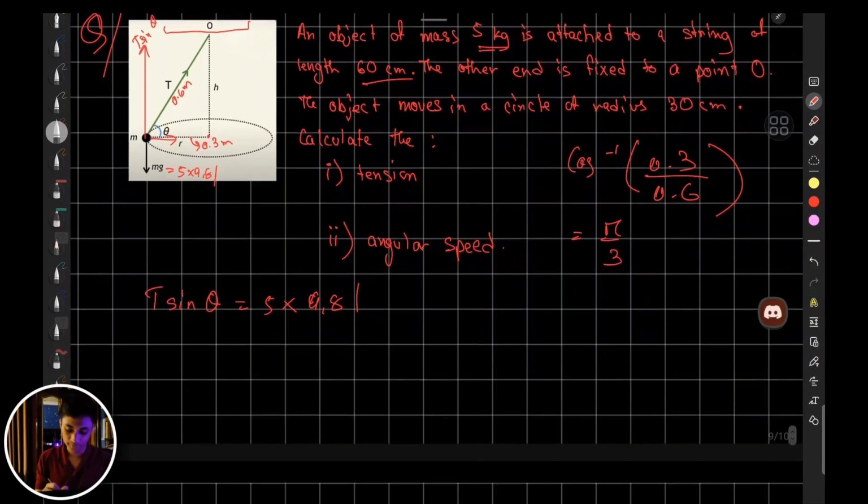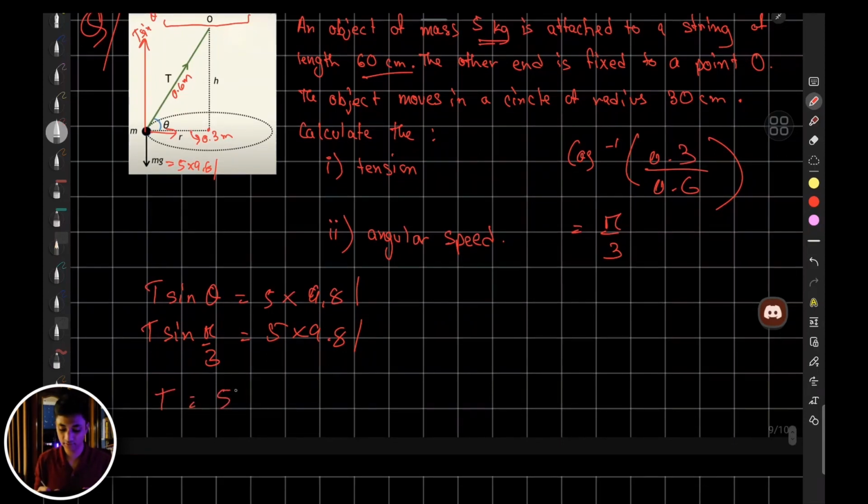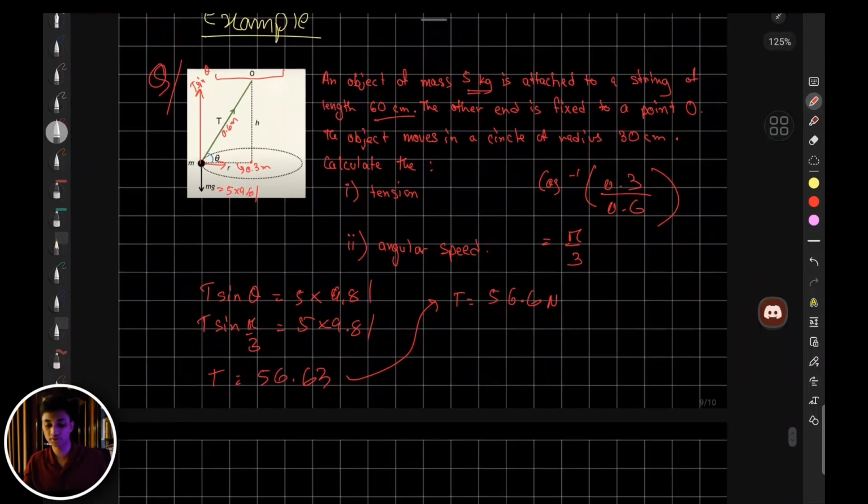So the value is pi by 3. All right, so we know theta. So T sine pi by 3 is going to give you 5 times 9.81. So if you calculate for tension, you're going to get 5 times 9.81 divided by sine of pi by 3. T is 56.63, or T is 56.6 newtons.